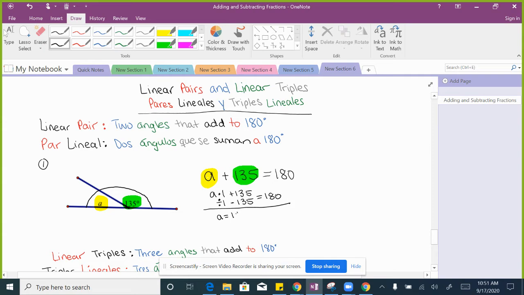So A is equal to the result, A es igual al resultado, minus 135. So 180 minus 135. I can't take 5 from 0, so I have to borrow. Tengo que prestar aquí. This changes to a 10. 10 minus 5 is 5. 7 minus 3 is 4. So A equals 45. And then I divide by 1. Luego dividir de 1. 45 divided by 1 is 45. So A is 45 degrees.